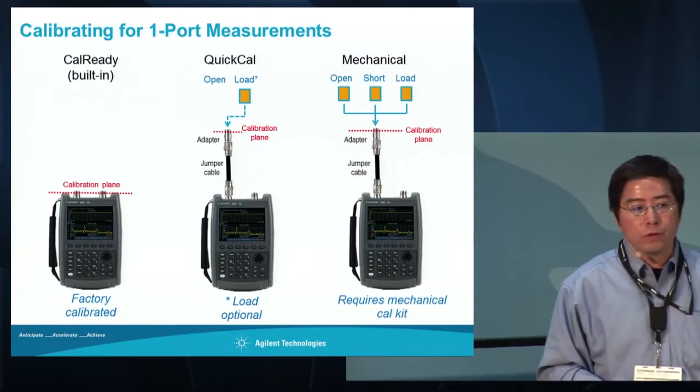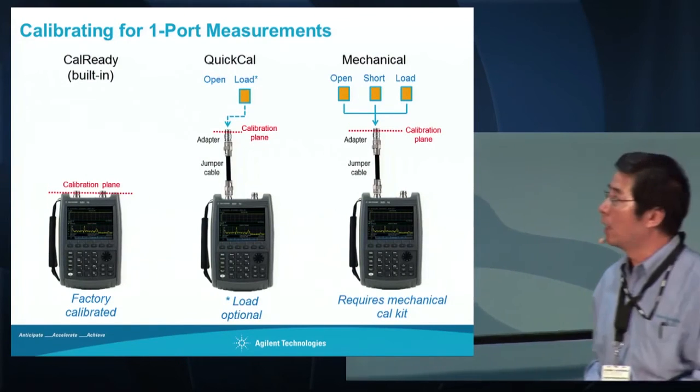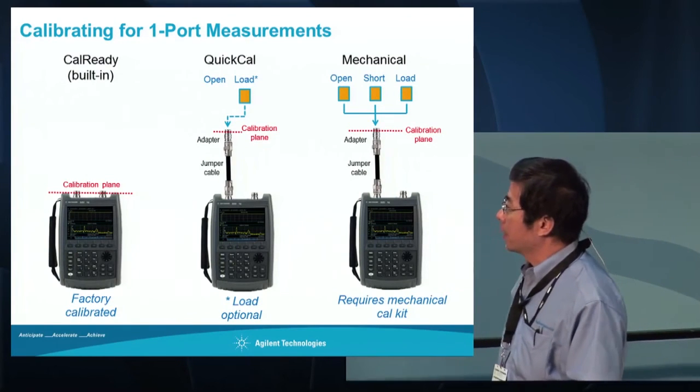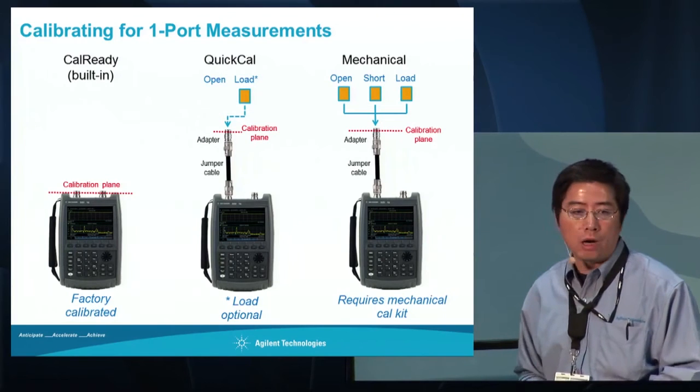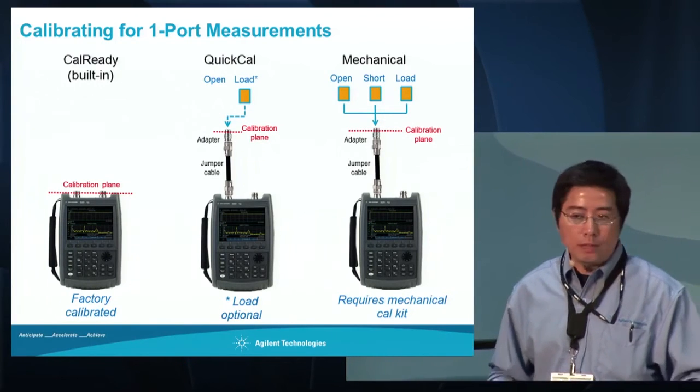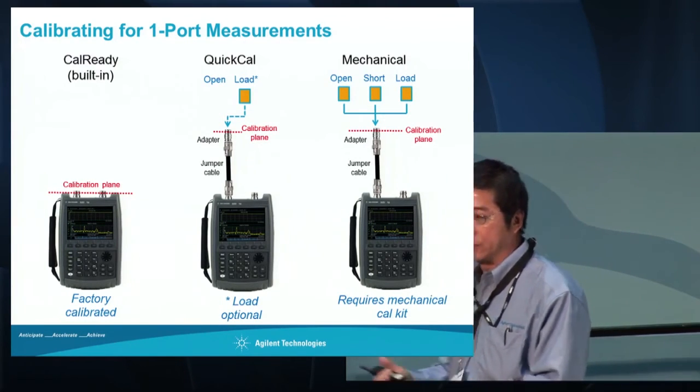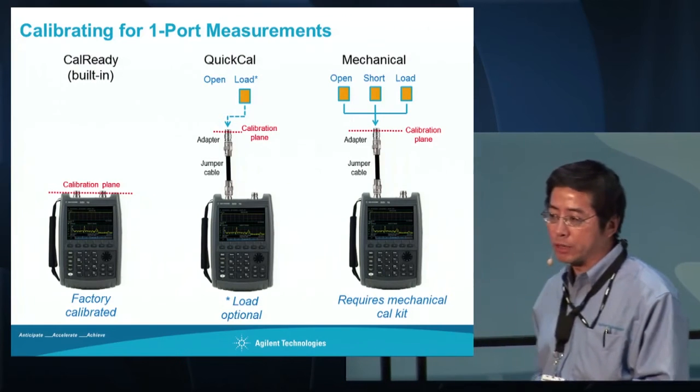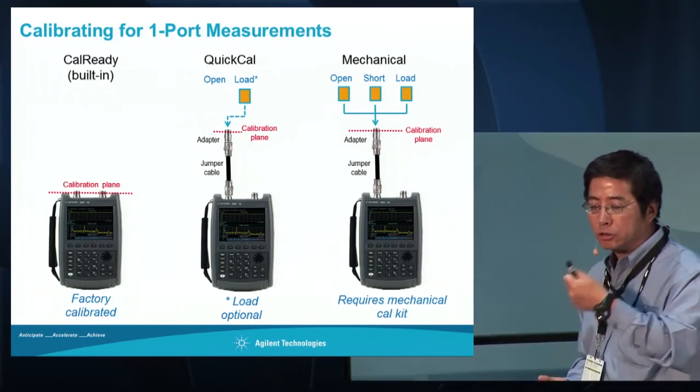In Agilent FieldFox, we have different calibration methods. One we call cal ready. So the instrument turned on is already calibrated in the factory with temperature compensation. So you can literally turn it on, connect, and then make a measurement. So regardless of how much experience you have, you don't have to worry about the calibration at all.